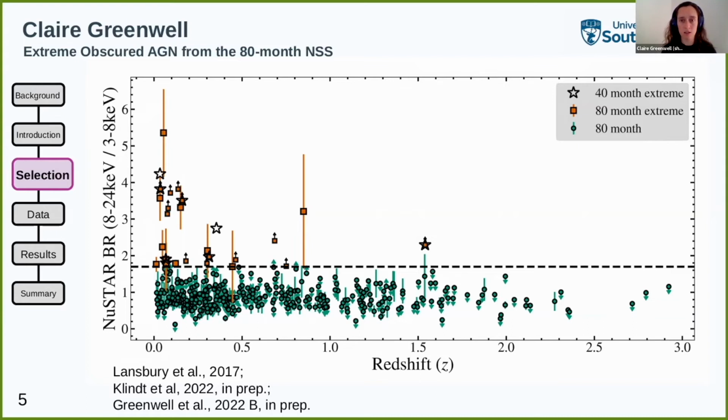Any that have a star around them were in the 40-month version of this work. So George Lansbury in 2017 did the analogous one on the 40-month survey, and he found 8 sources, 4 of which are likely to be Compton thick. So you can see that a few of the ones that are in the 80-month sources are the same as those, but you can see these empty stars, and that's where there's either new data or the updated analysis has changed the band ratio significantly. But for this work, I'll include any that have new NuSTAR observations since the 40-month work was done. So anything that's got actual new information.